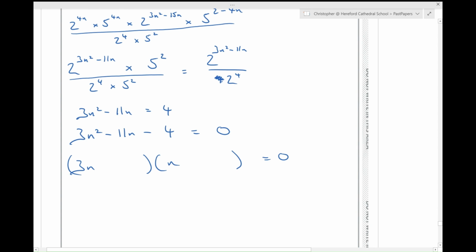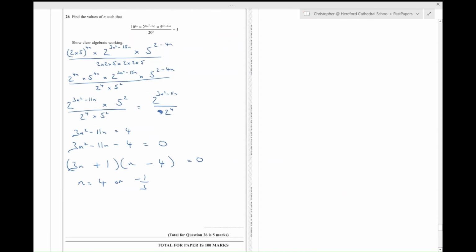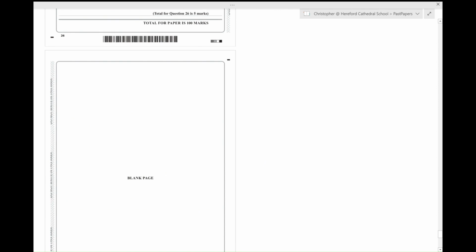2 and 2, I don't like the look of that, looking at how that would multiply out. So I'm looking at 4 and 1. I think I'm going to have minus 11 here. So I put minus 4, that gives me minus 12n. And so that would have to be plus 1, which does work and give me minus 11n altogether. So my answers are that n is 4 or minus a third. And that is the end of question 26, and mercifully, the end of the paper.